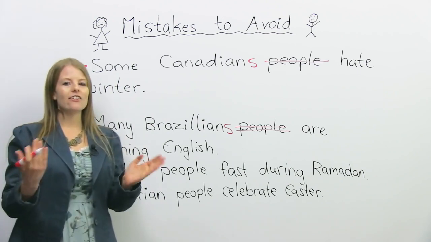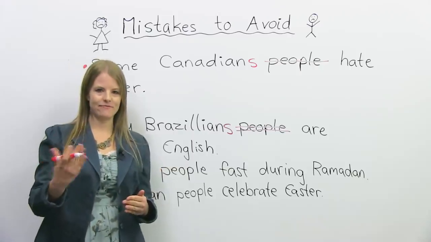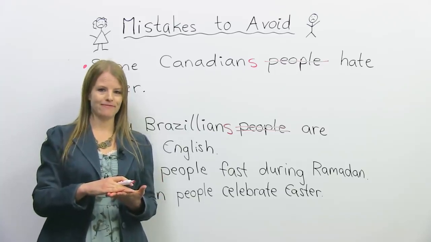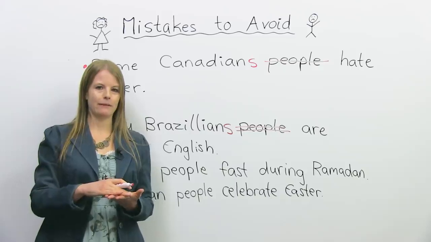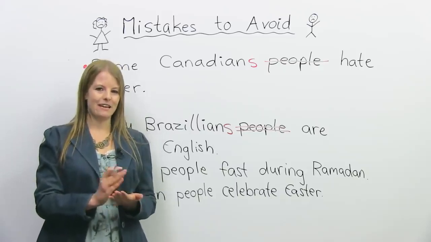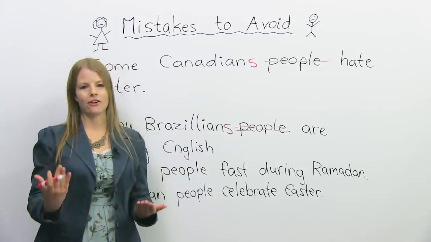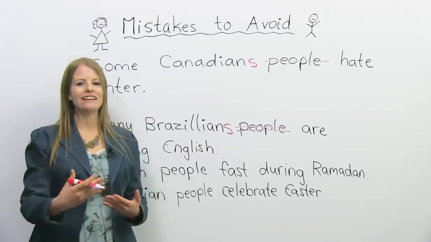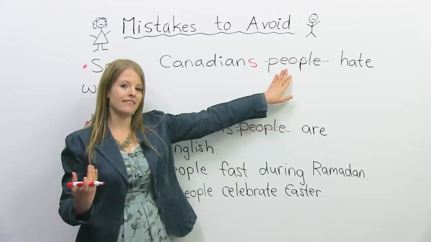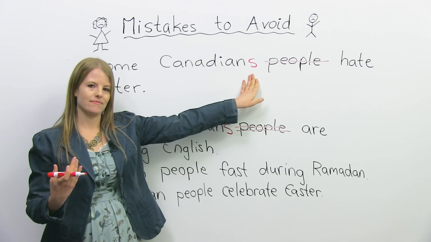Okay? So I'm going to give you another example, this time not on the board, but I'm just going to say it. Many Asian people like spicy food. Many Asian people like spicy food. Now, how would you fix this sentence? If you said many Asians like spicy food, you'd be correct. So when we talk about nationalities, we do not need this word. This word is a waste of space. We just need the nationality with an S.